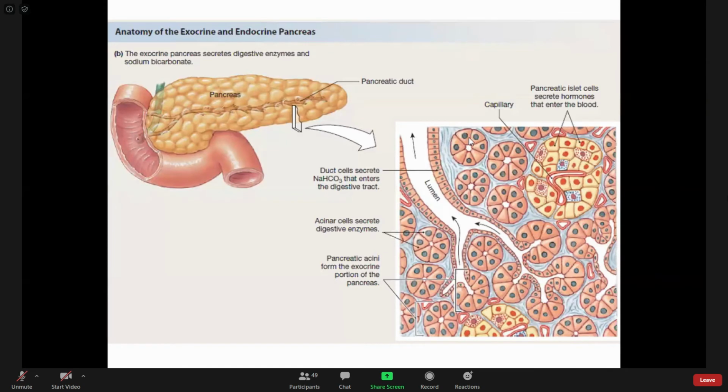So the endocrine part is the pancreatic islets of Langerhans, whereas the acinar cells and the ductal cells are the exocrine part. The endocrine part secretes insulin, glucagon and somatostatin, whereas the exocrine part secretes enzymes and a bicarbonate-rich secretion.